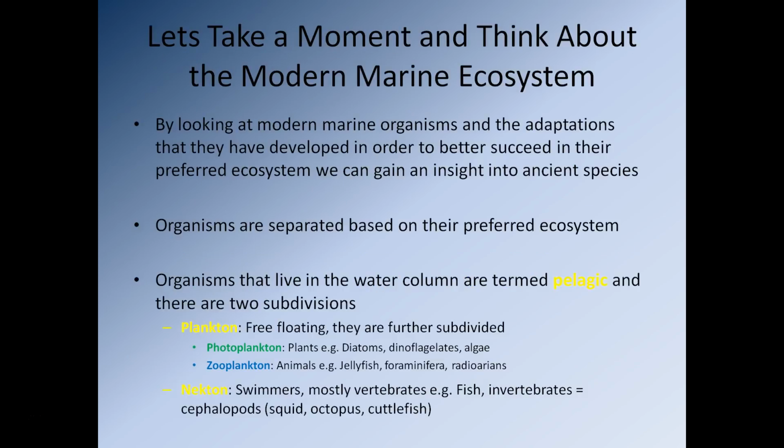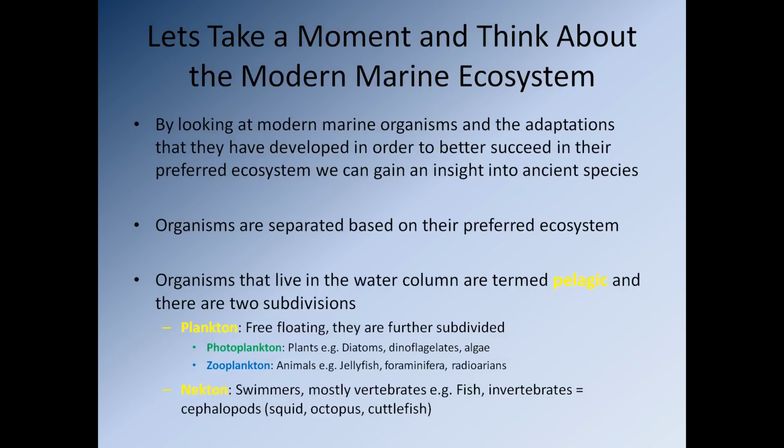So we're going to take a moment now and think about the modern marine ecosystem, and all the different parts of it. By looking at modern marine organisms and the adaptations that they have developed in order to better succeed in their preferred ecosystem, we can gain an insight into ancient species.